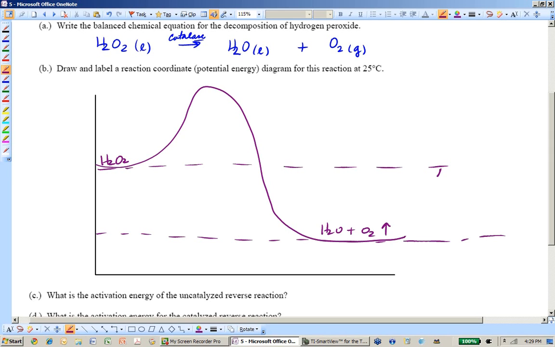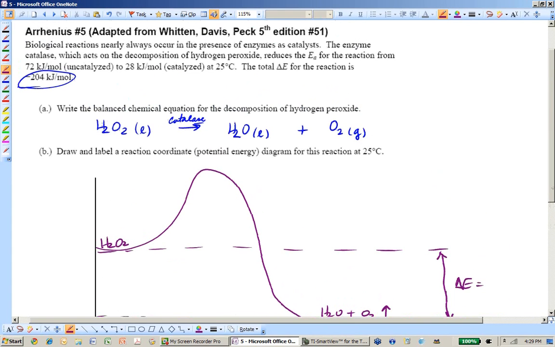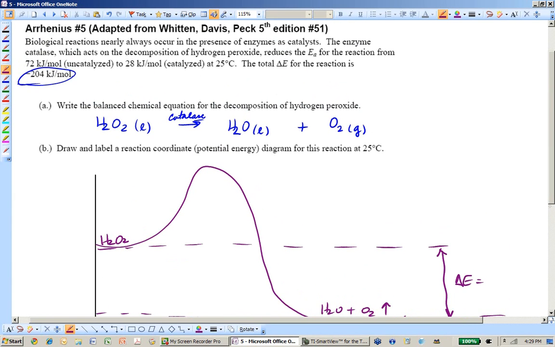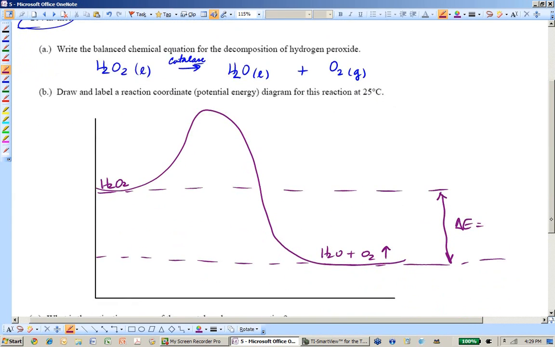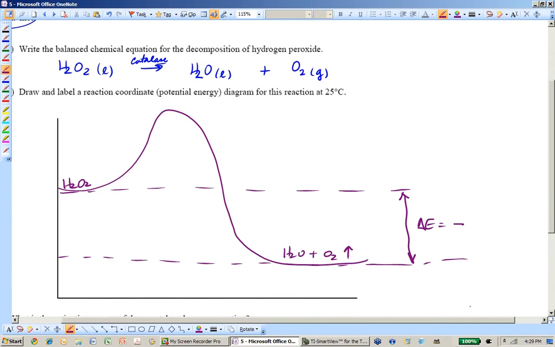And they did tell us an overall delta E. Go back up here and find it. The total delta E was a negative 204, and the reason it's negative is because we're ending up with a lower energy set of products than we started out with higher energy reactants. 204 kilojoules per mole of reaction.